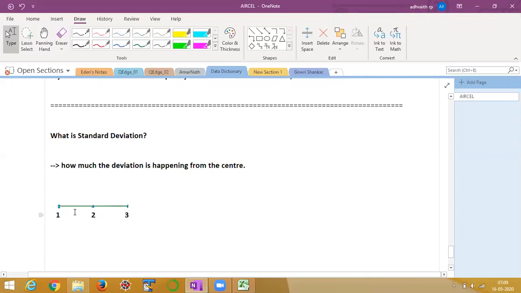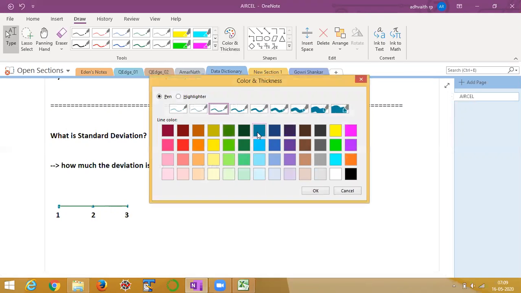Here we know the difference is 1 unit from the center. But I want to see it more practically, in a formula kind of way, because every scenario won't have this easy situation with 3 data points. You may come across 30,000 data points going forward. In such cases, you are not going to draw the picture of which one is the center. So first of all, I want to calculate how much the deviation is happening from the center.